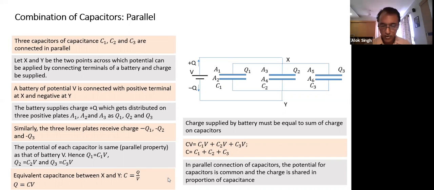Similar points in case of parallel combination: all capacitors are connected to identical potential points. Potential difference is the same for all 3 capacitors. Second point, potential is common, but charge is shared. Whatever charge the battery sends, in which proportion does it get shared? Charge is shared in proportion of capacitance. Q is directly proportional to C because of that formula itself. And what is the equivalent capacitance? C is equal to the summation C1 plus C2 plus C3, or I could have written it as the sum of Ci. So these are the key points which you need to remember.